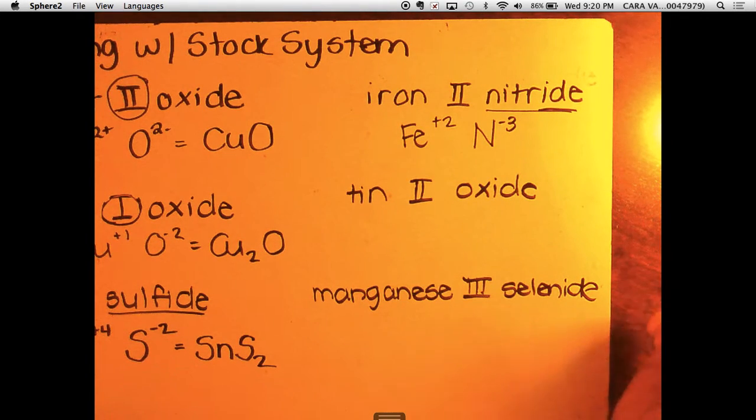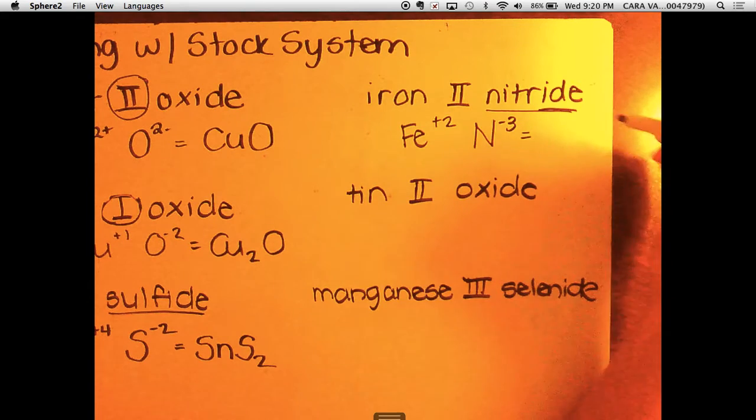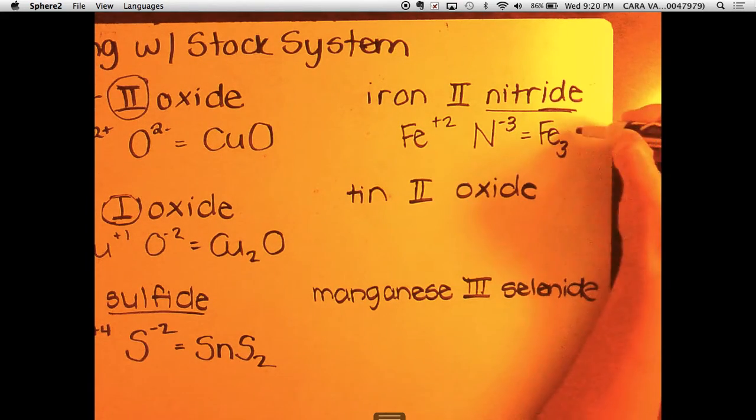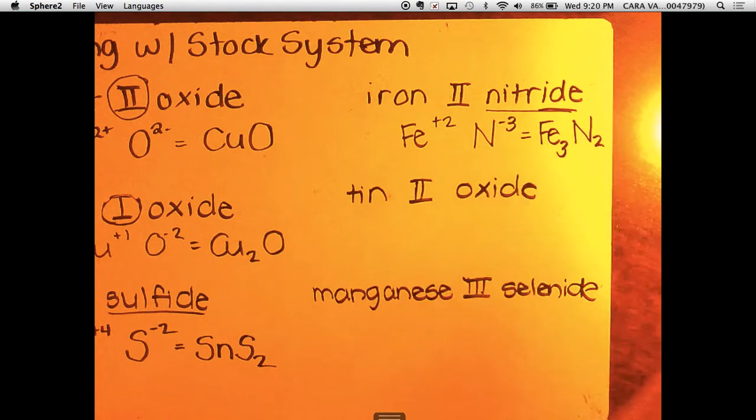And again, we're trying to get those charges to cancel out. Lowest common multiple here would be 6. So you're going to end up with a subscript of 3 on the iron and a subscript of 2 on the nitrogen.